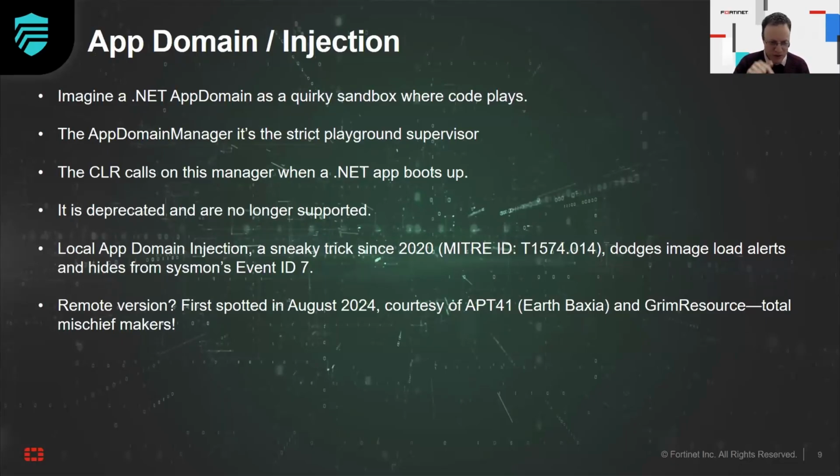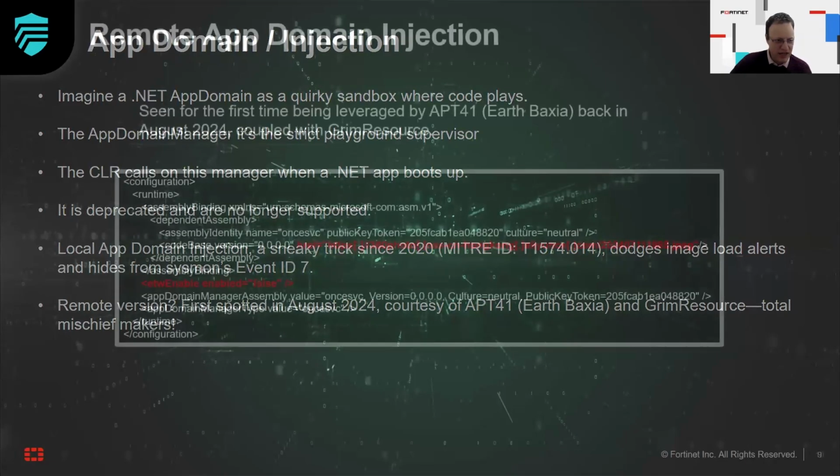Local AppDomain injection specifically has been known since 2020 and is categorized as MITRE ID T1574.014. So this specific one, which is local, meaning that you've got to have a file to be loaded, already dodges image load alerts and hides from Sysmon event ID 7. But the remote version, meaning that the payload that's going to be executed is grabbed remotely once the user executes, was found in August 2024, courtesy of APT41, also known as Earth Baxia. And I'm going to show you guys right now how this works.